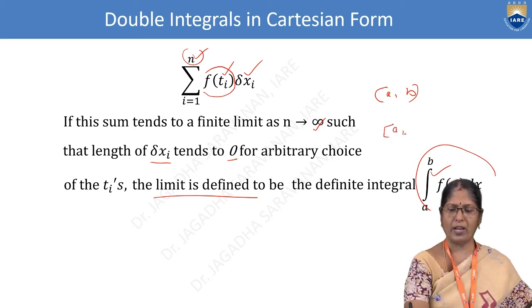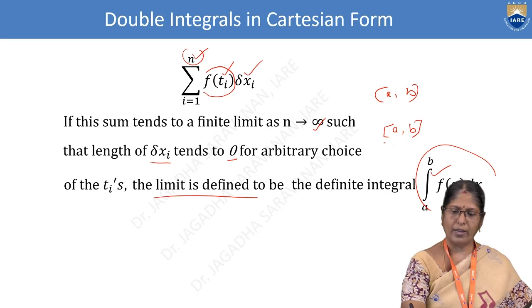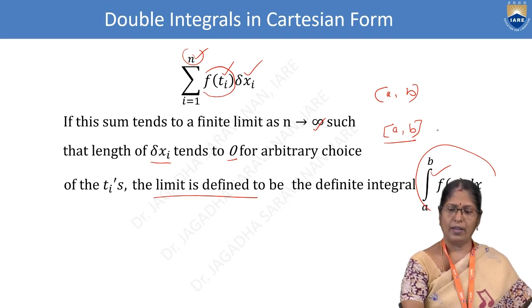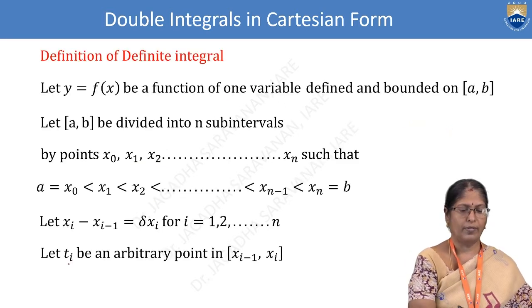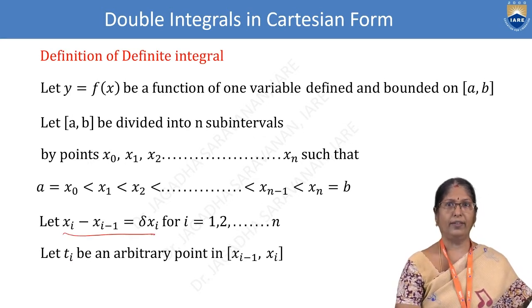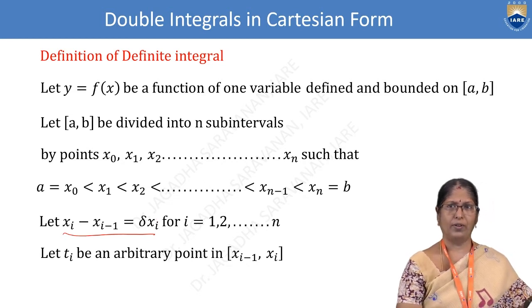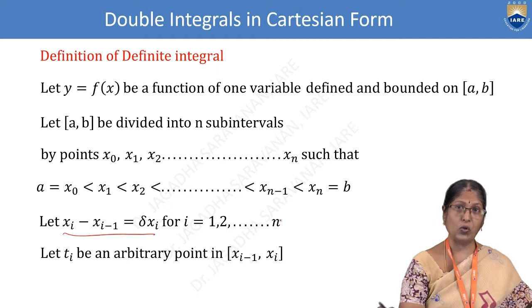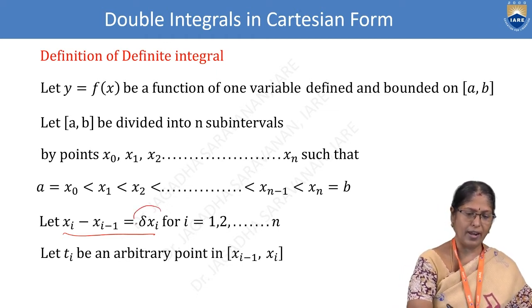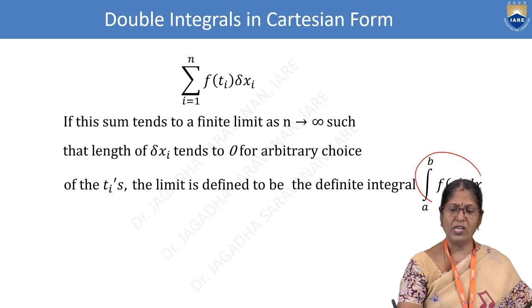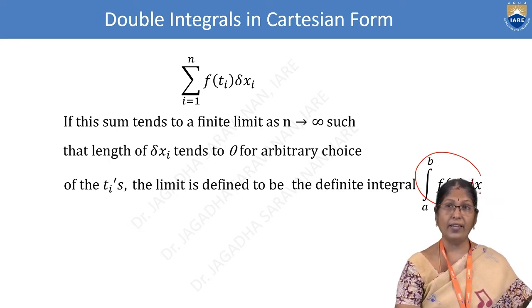Our closed interval a comma b is divided into n finite sub-intervals. This is the definition: del xi equal to xi minus x(i-1). At one particular stage, as n tends to infinity, this del xi will become 0. That is the concept. The integral a to b f of x dx is called the definite integral.